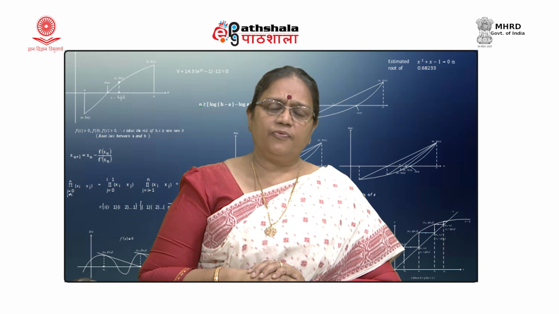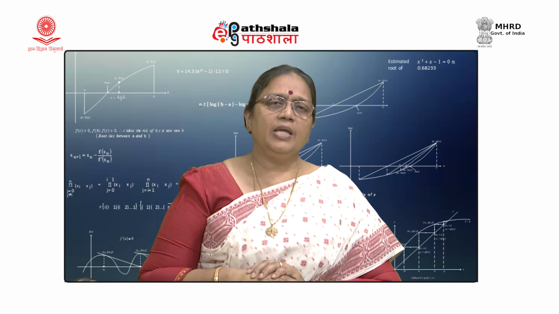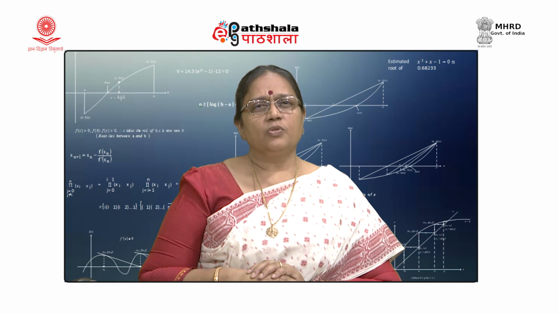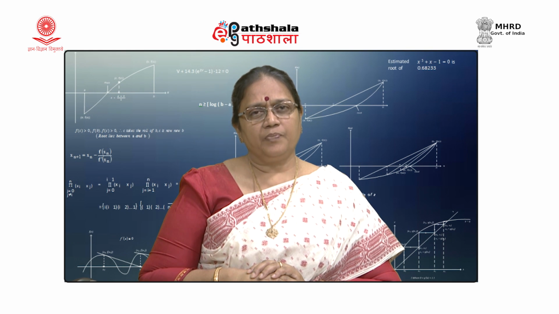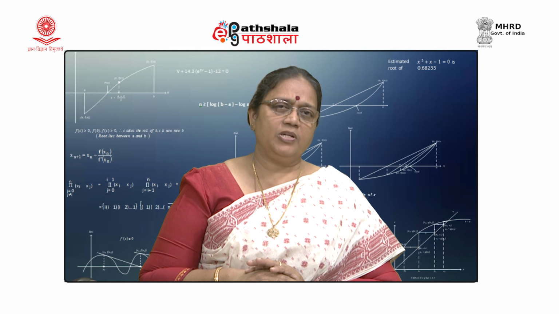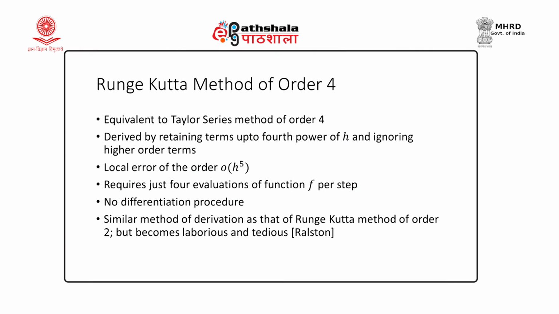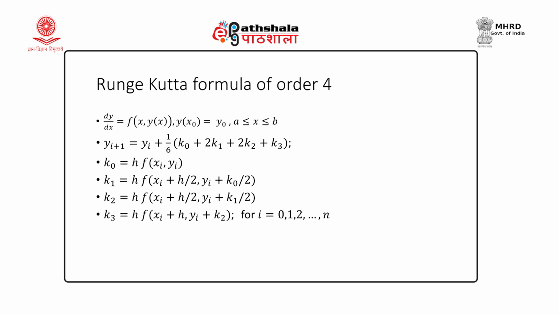Now, as the name is order 4, it is based on the Taylor series of order 4, means the terms up to h raised to 4 will be retained and terms of h raised to 5 onwards are ignored in this Runge-Kutta formula of order 4. So, it is equivalent to Taylor series of order 4, and again in this formula there are four formulas k0, k1, k2 and k3. So, 4 function evaluations would be required in each step, and there is no differentiation procedure. Local order error is of the order of h raised to 5. This is the formula for Runge-Kutta formula of order 4.